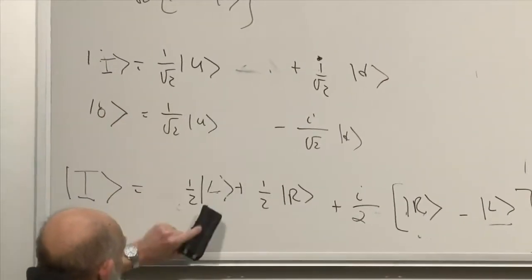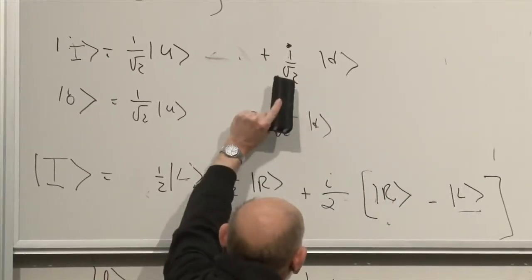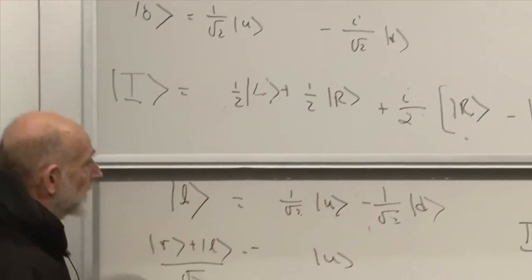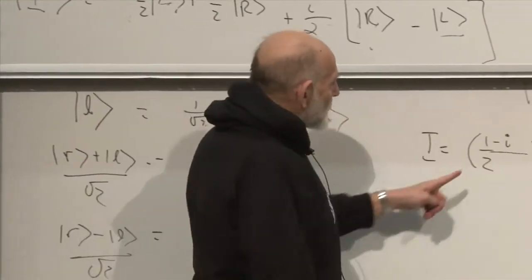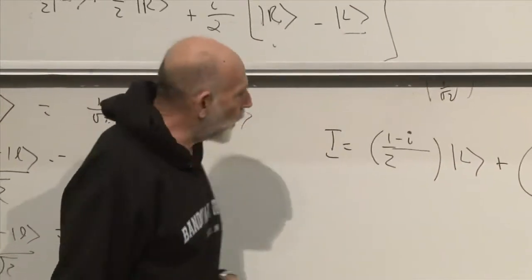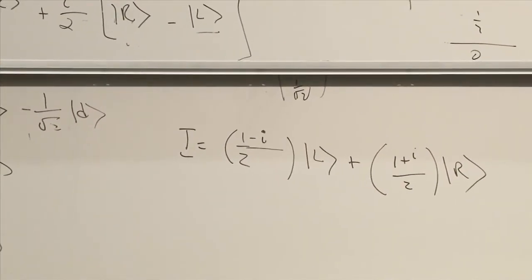I think we were doing this one. Up is left plus right, and down is left minus right with the same i. So I think that's right. Okay, now, what's the magnitude of the two coefficients here, times their complex conjugates?